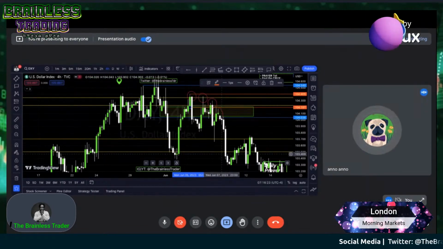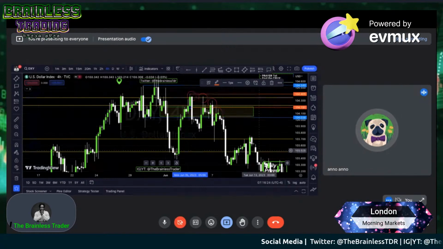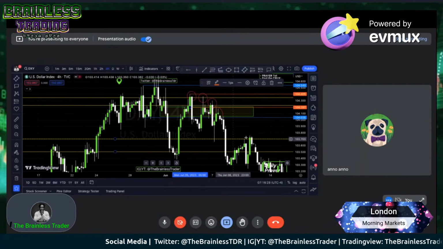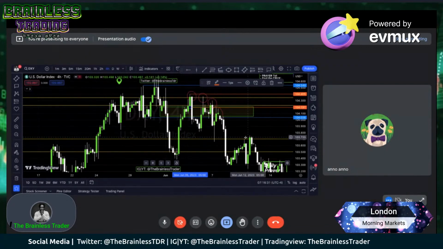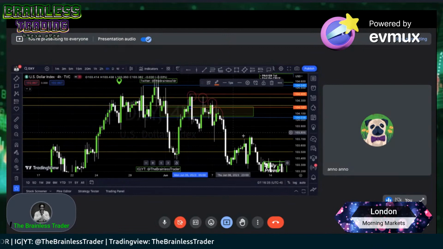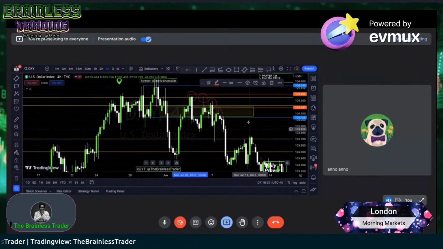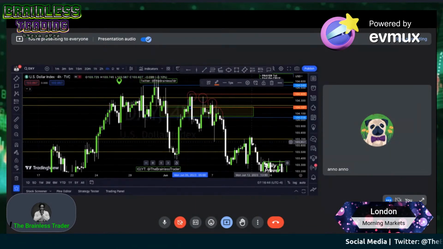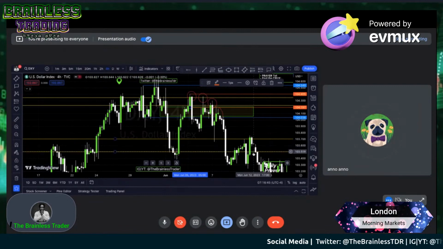When you say close, you don't want the body to close past the 50%. Even if the bodies close a little bit past the 50%, I just want the fair value gap itself to remain respected. So I don't want the bodies of the candles to close up here for this fair value gap. I want it to stay within the fair value gap.